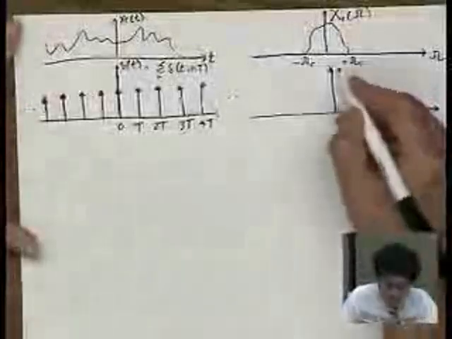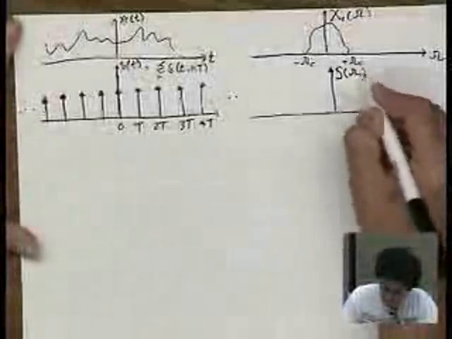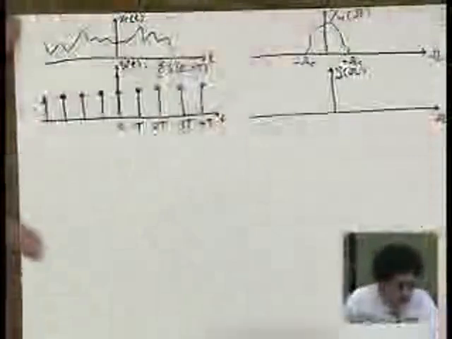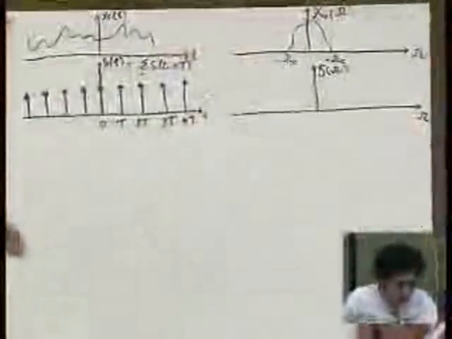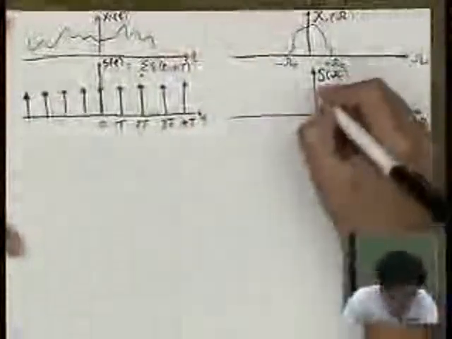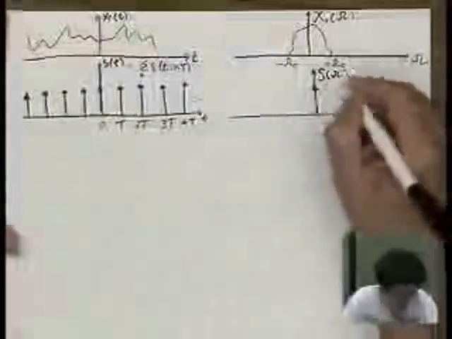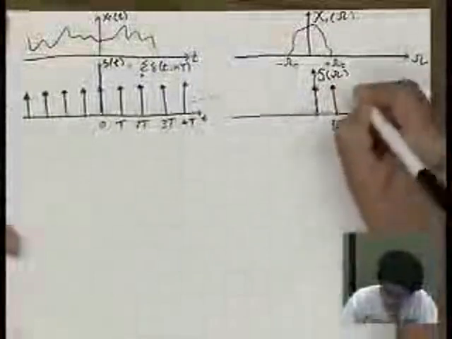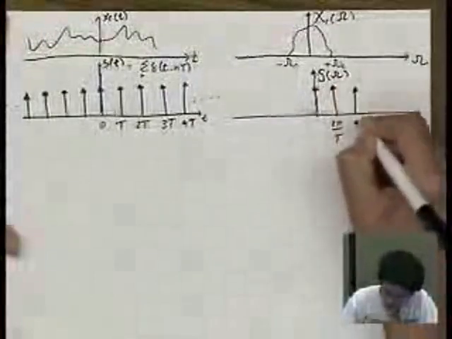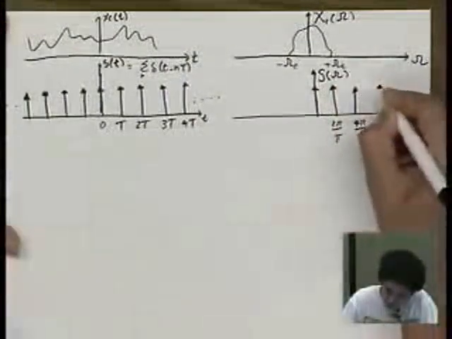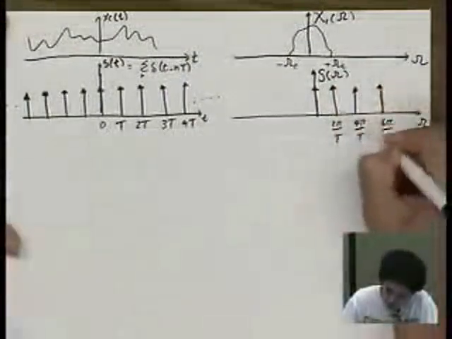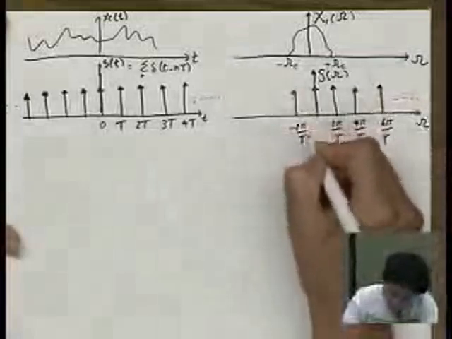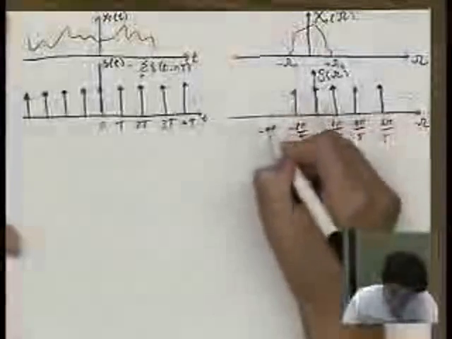It's also a train of delta functions, which I denote by S of capital omega as a function of omega. So this side is all going to be time, and this side is all going to be omegas. If I were to plot that, it would be a delta here, and then another delta at 2 pi over T, another delta at 4 pi over T, another delta at 6 pi over T, etc. Minus 2 pi over T, minus 4 pi over T.